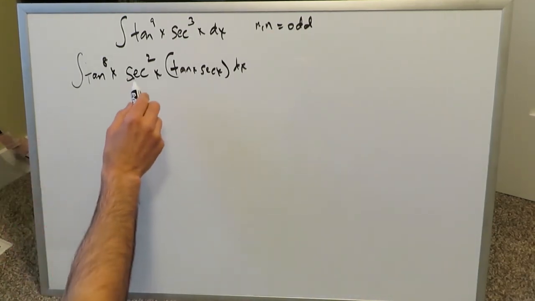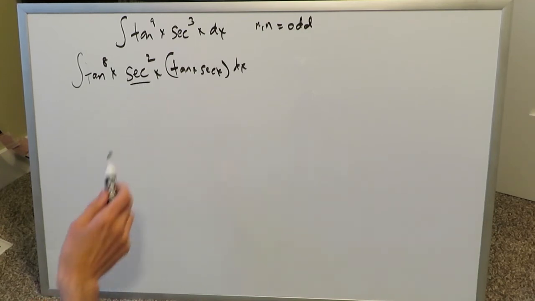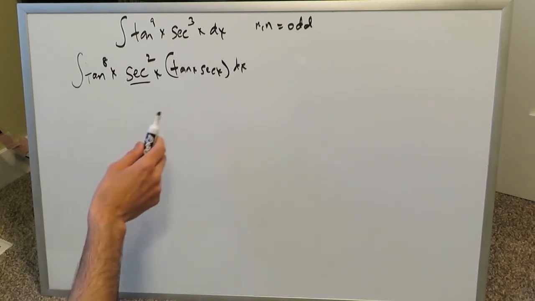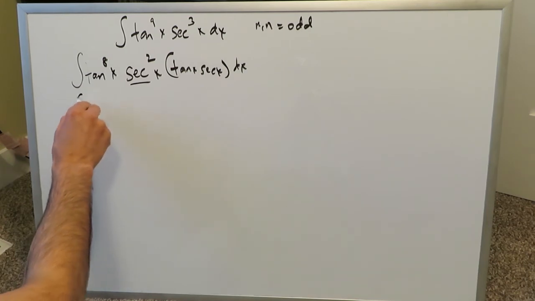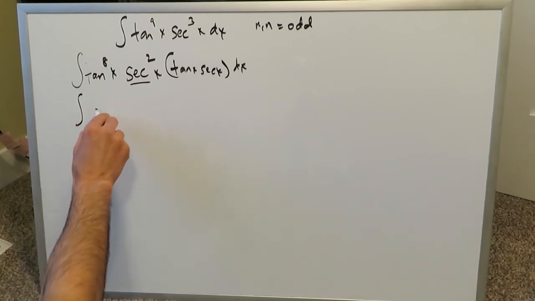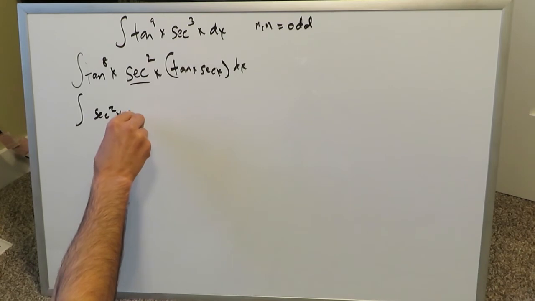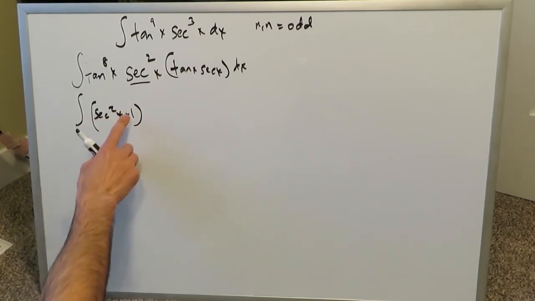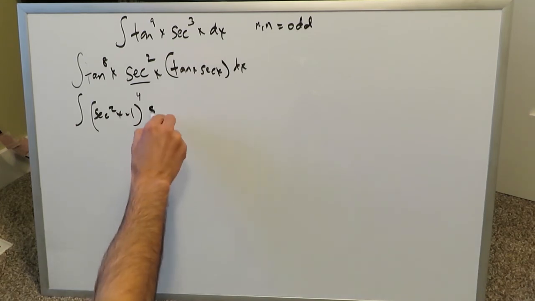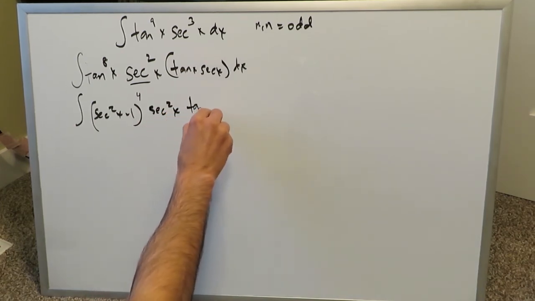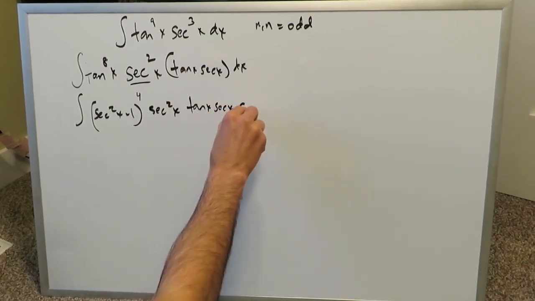Now you want to try to convert everything more so in this form. Think back to the identity: secant square x is equal to tan square x plus 1. But tan square x is equal to secant square x minus 1. You want to get rid of these tans and write them in terms of secants. So wherever you have a tan square x, you should really be thinking of a secant square x minus 1. Secant square x minus 1 now will be here to the power of 4. Here we'll have secant square x. Here we have a tan x secant x dx.